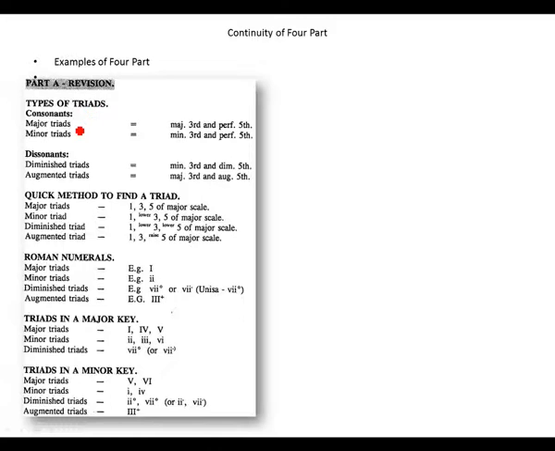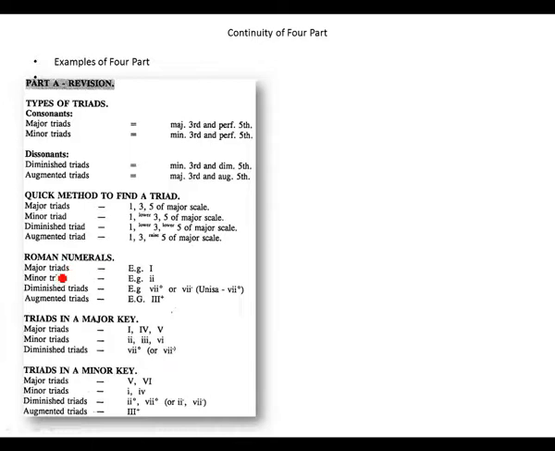Part A revision. Types of triad: the consonant major triads and minor triads. Major triads have a major third and perfect fifth, minor triads a minor third and perfect fifth. A diminished triad is a minor third and diminished fifth. Augmented triads, a major third and augmented fifth. Quick method to find a triad: major triad, 1, 3, 5 of the major scale. Minor triad, 1, flat 3, 5 of the major scale. Diminished triad, 1, flat 3, flat 5 of a major scale. Augmented triad, 1, 3, sharp 5 of a major scale.